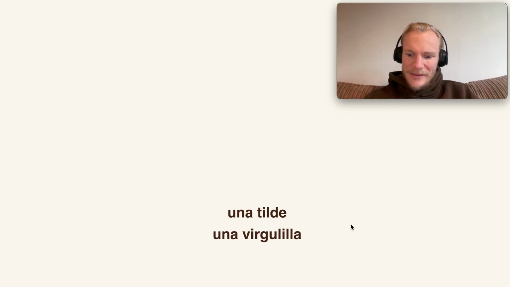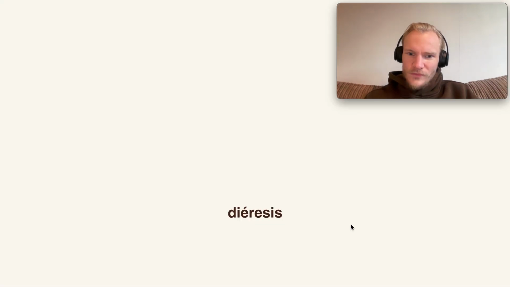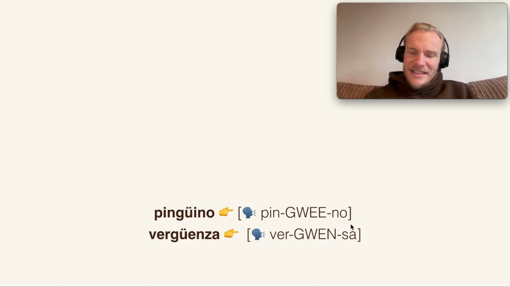Una virgulilla. And the second one is this little 2 dots on the U, which is called diéresis. Those 2 dots, diéresis. And diéresis basically tells you when to pronounce the U. Okay, so pingüino, here we go, vergüenza. So the U is pronounced here because of the diéresis. Now, this is quite rare. You won't see this often in a lot of words, but as you can see, it does exist.